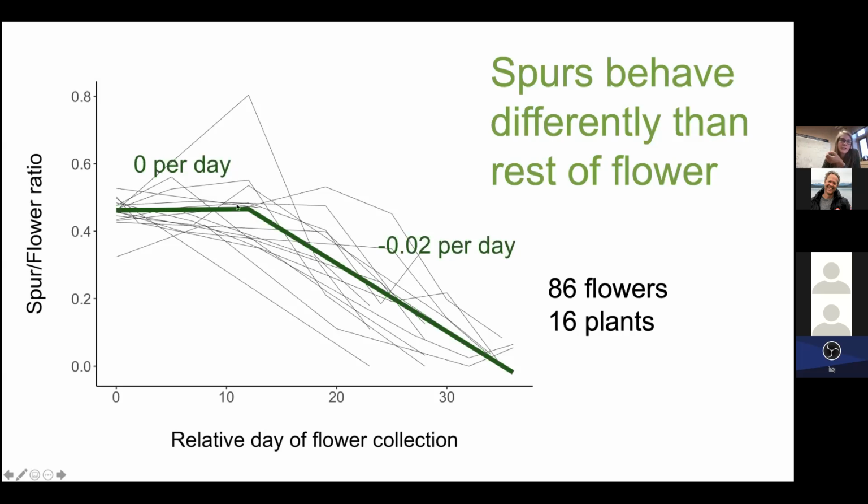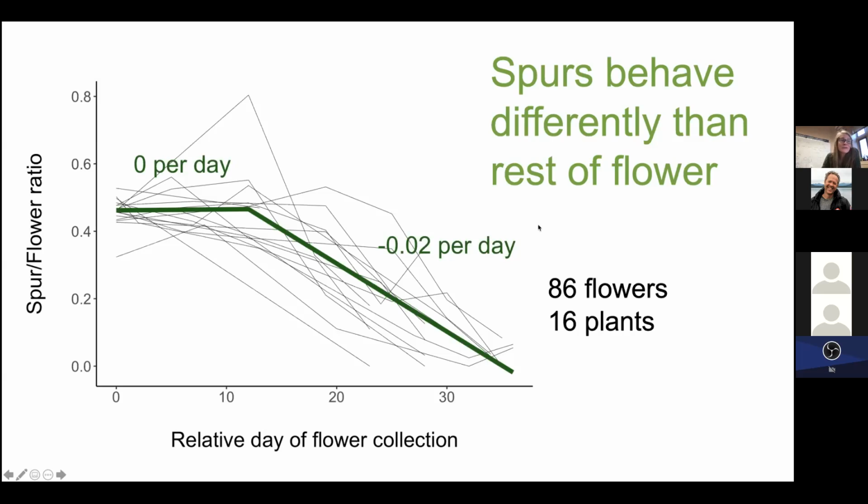There was no change in that ratio for the first few days of flowering. Even though spurs were decreasing, the rest of the flower was also decreasing at the same rate. But after about the 12th day, we start to see a more rapid decrease in spur size than we did in the rest of the flower. So that's suggesting that spurs are in fact under some independent control, and they're exhibiting a different pattern of within plant variation than the rest of the flower, which is certainly interesting to us.